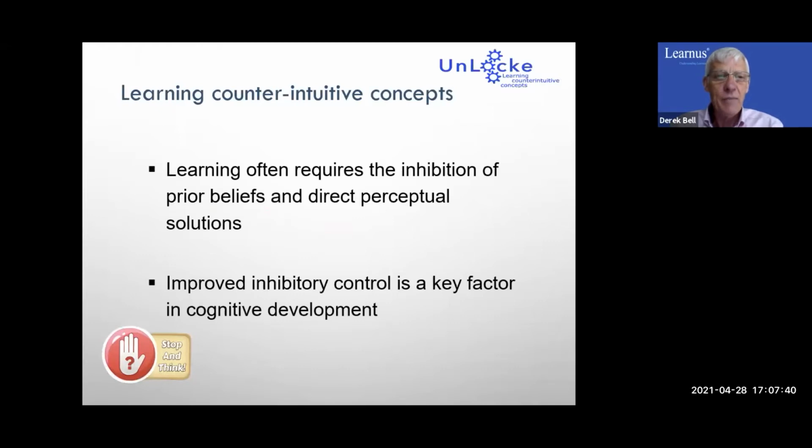UnLocke started really from what do we know about learning counterintuitive concepts. And one of the things the research tells us is that learning often requires inhibition of those prior beliefs and direct perceptual solutions. And we'll give you some examples of those. And it also means that inhibitory control as a process within the brain seems to be a key factor in cognitive development. And what we wanted to test out was whether this had any influence or impact in practice.